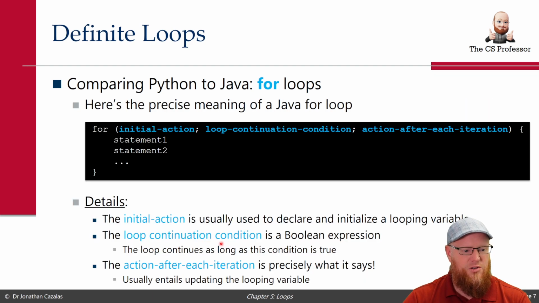And now let's look at those details of Java's for loop. Here's the precise meaning. We have the 3 parts. That first part, which I called here the start clause, it's really the initial actions. Whatever initial actions you want to take before your loop executes. This second portion we call officially the loop continuation condition. This is the condition to check whether or not you should continue running the loop. And then the final portion inside Java's for loop is the action after each iteration. And it's literally what that says. That is the action that you will take after a single iteration.